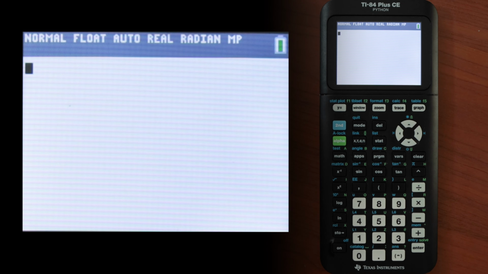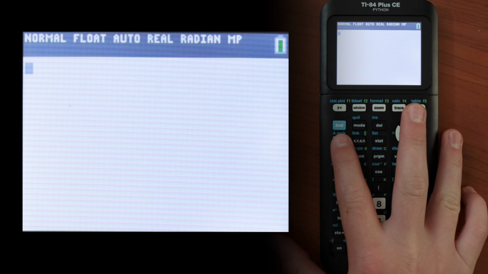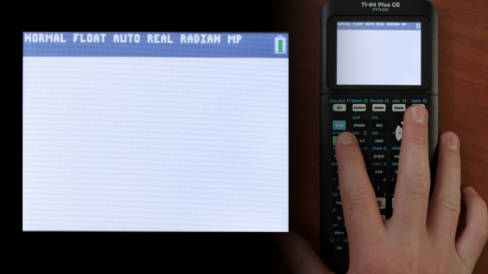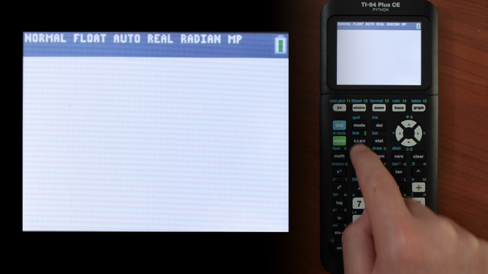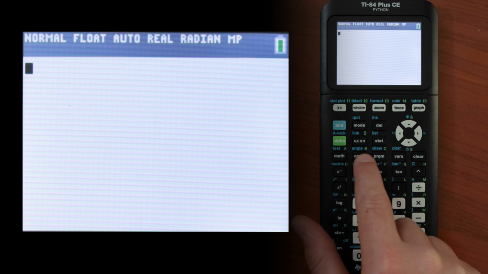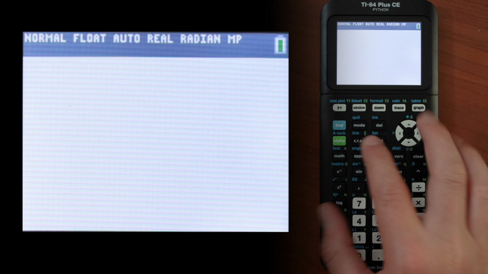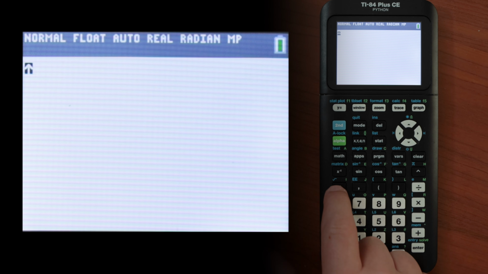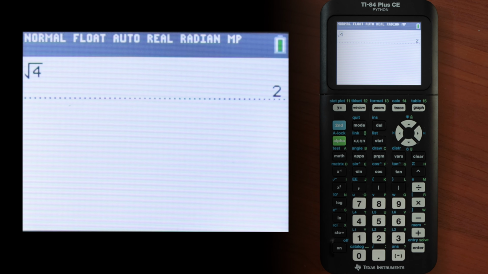Well, first, we need to understand what these second and alpha buttons do. The second button essentially alters each button to its blue function. So suppose I see this x squared button and I want to write square root. I could hit second and x squared, and we will get a square root button. I can enter a number and then enter, and I will get 2.